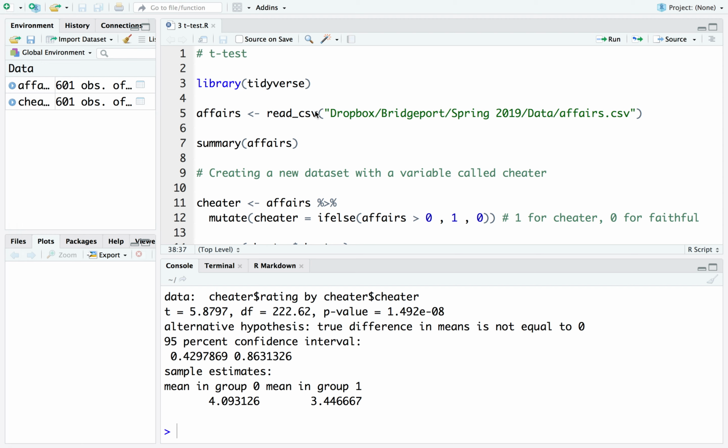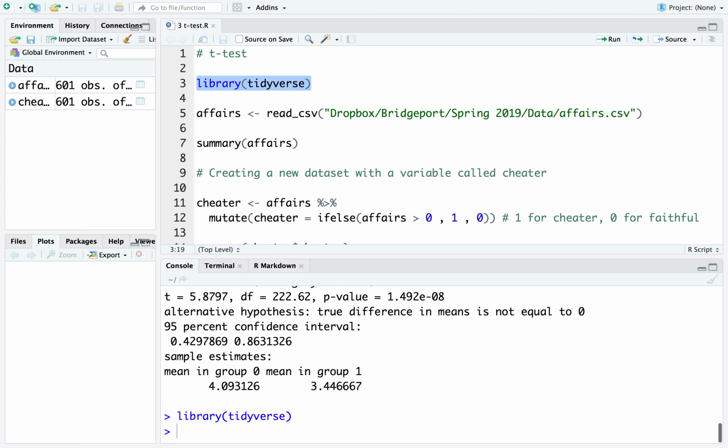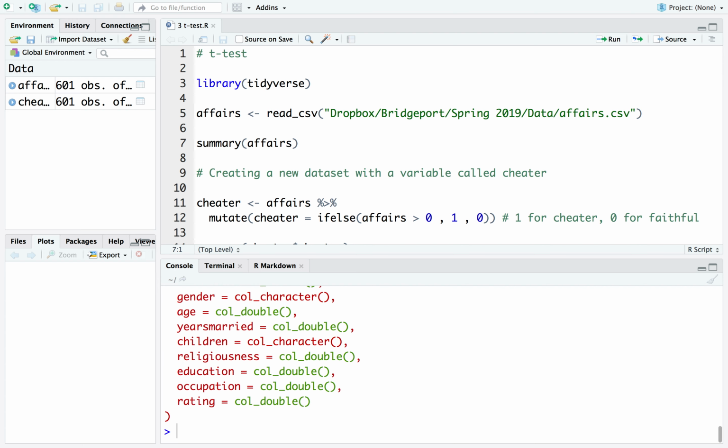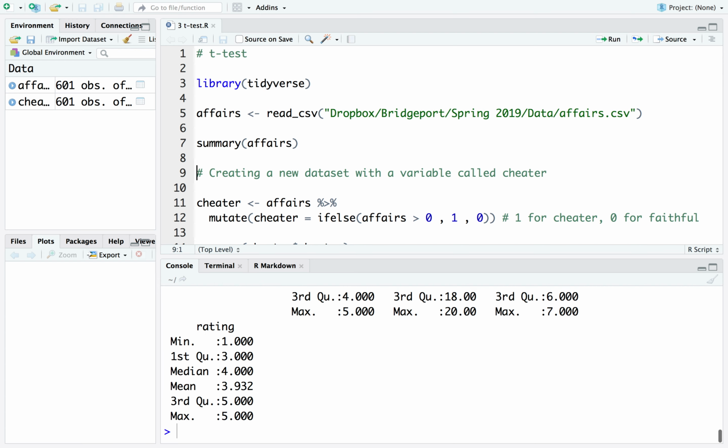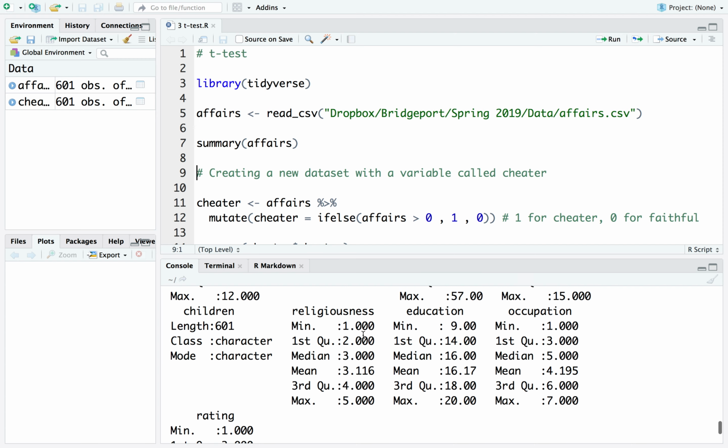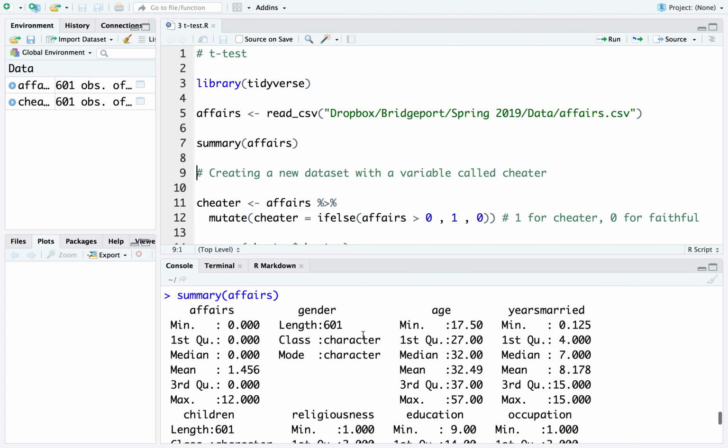Today's lecture is on the t-test. So we're going to start out by loading the library tidyverse and then our dataset affairs, and do a quick summary. Today for the t-test, we're going to be comparing the mean of something between two groups. Our variable of interest in this whole study is faithfulness.